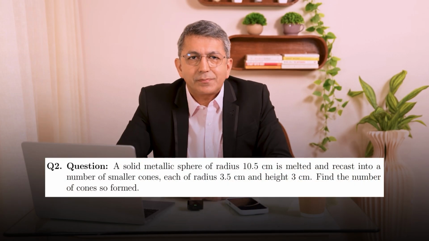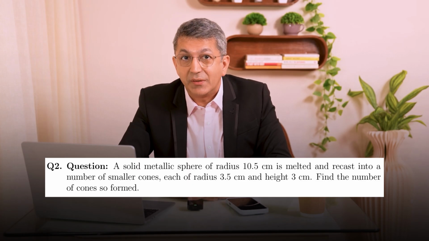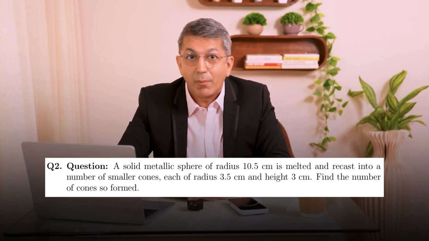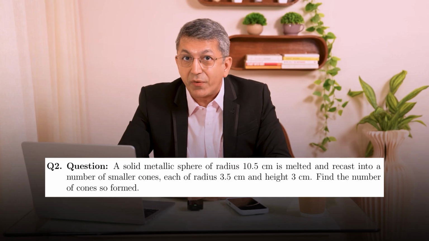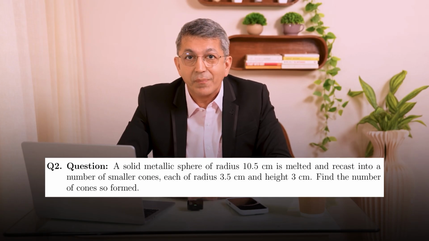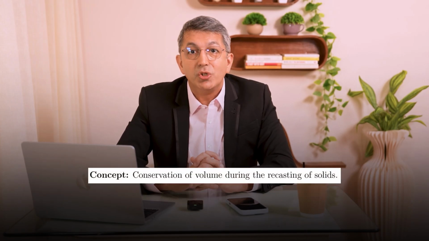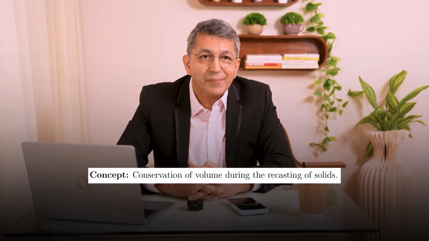Question 2. A solid metallic sphere of radius 10.5 centimeters is melted and recast into a number of smaller cones, each of radius 3.5 centimeters and height 3 centimeters. Find the number of cones so formed. What's the concept? Conservation of volume during the recasting of solids.